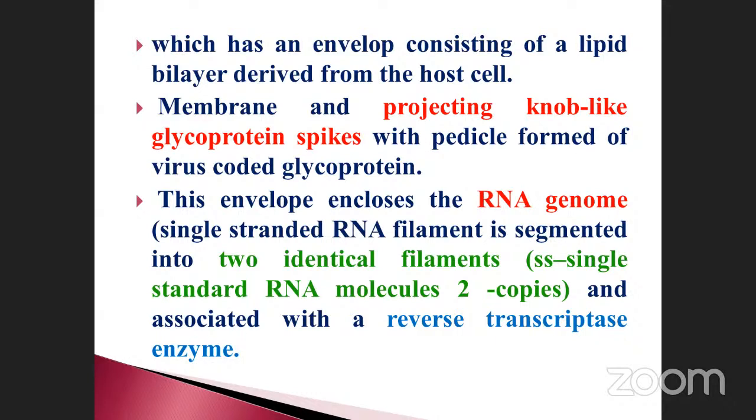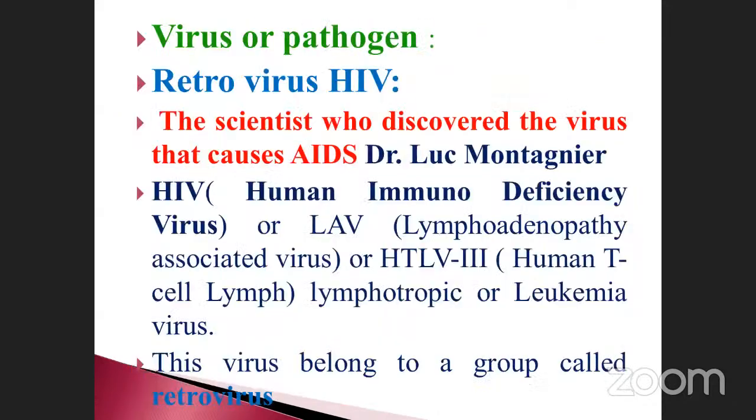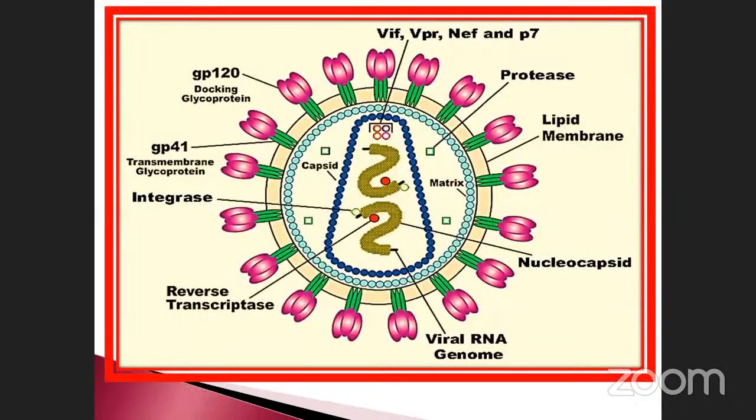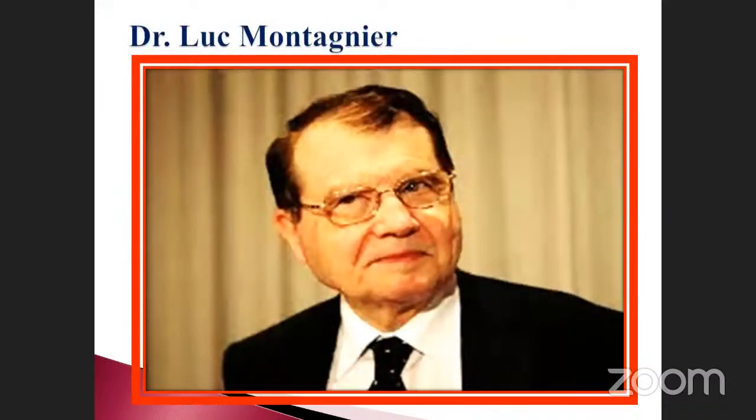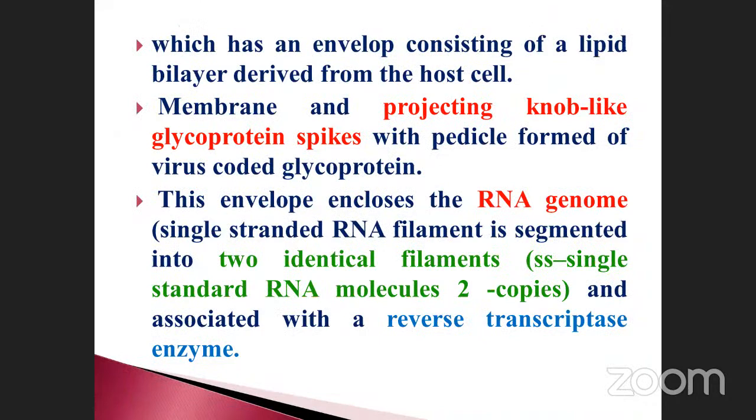With a pedicel formed of virus-coded glycoprotein. See the structures. This is the structure of glycoprotein, isn't it? It is covered by a bilipid layer. So this protein layer is also completely covered by the bilipid. That is the structure of viruses. And this envelope encloses the RNA genome. Just note it down, this is very, very important.